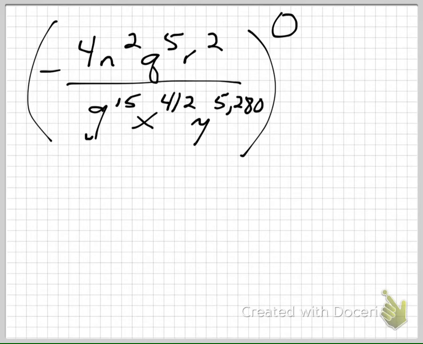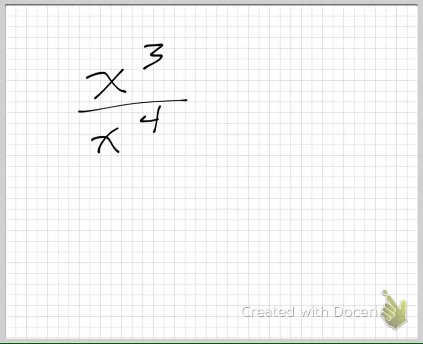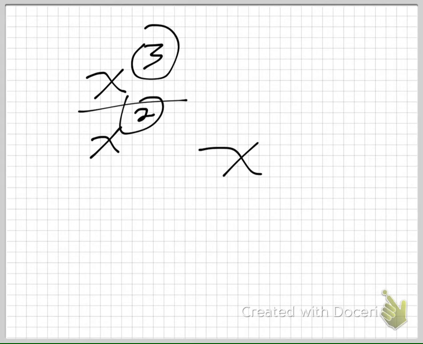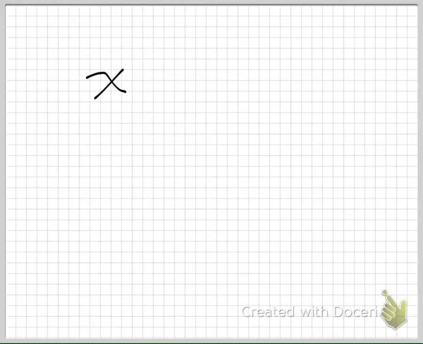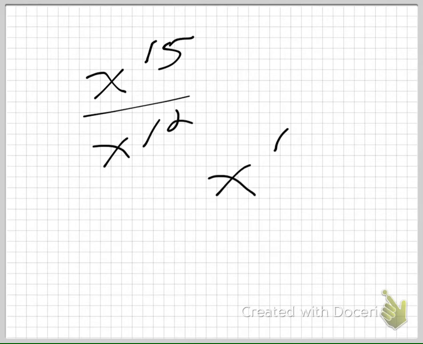I'm going to show you something, okay? I'm going to show you this one time. Let me do this for you. One way of doing this, what if I have x to the 3rd over x to the 4th? One thing I can do is, isn't it just going to be x to the 3 minus 2, which is x to the 1st, which is just x, right? If I have x to the 15th over x to the 12th, isn't it going to be x to the 15 minus 12? Don't you agree with that?